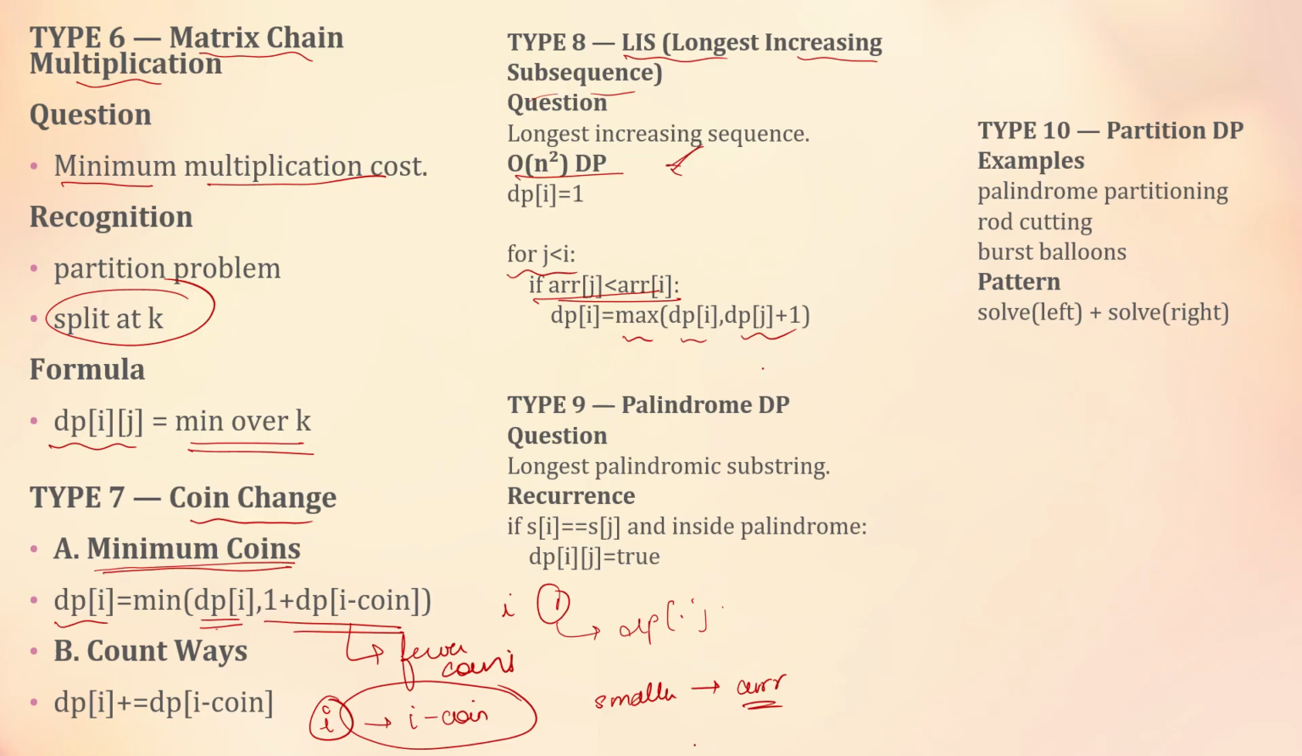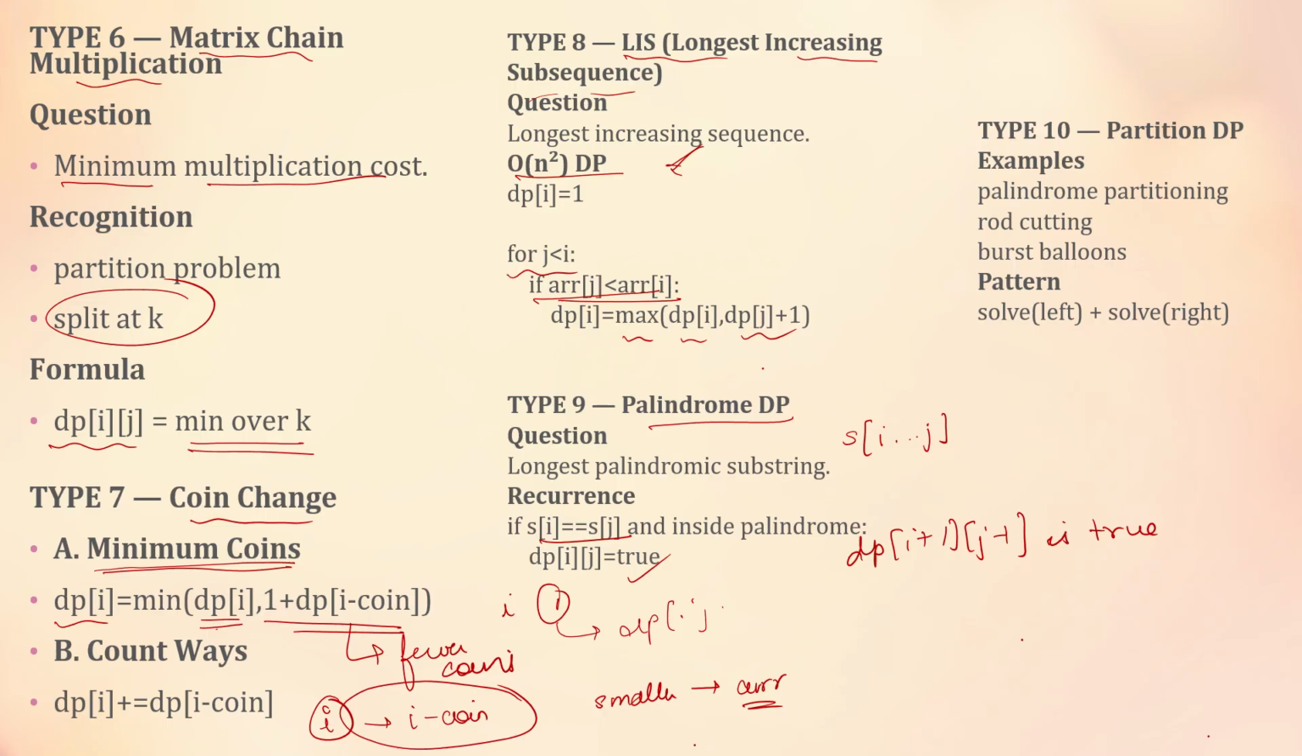Now, in case of type 9, that is palindrome dp, you take the longest palindrome subsequence. Let's say your s of i is just to j. Now, if s of i equals s of j, and second, the inner substring is also a palindrome, that is dp of i plus 1, j minus 1 is true, that is, it is a palindrome, then you return it as true. This is what is in type 9.